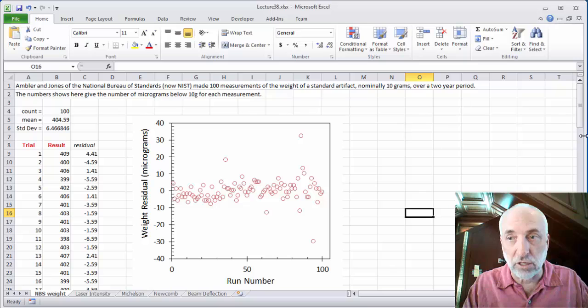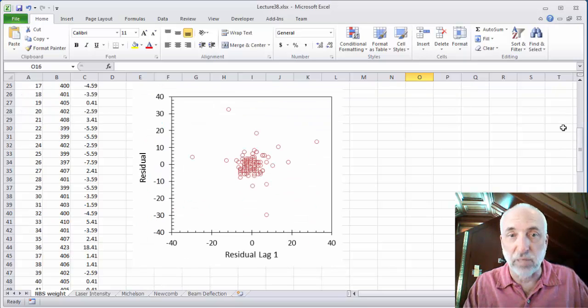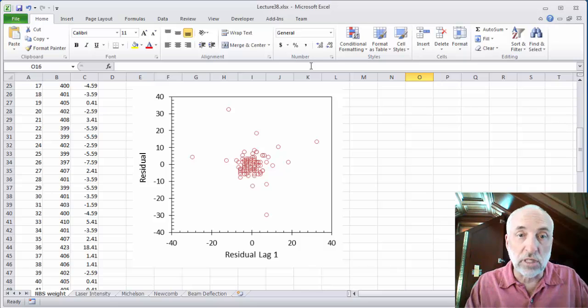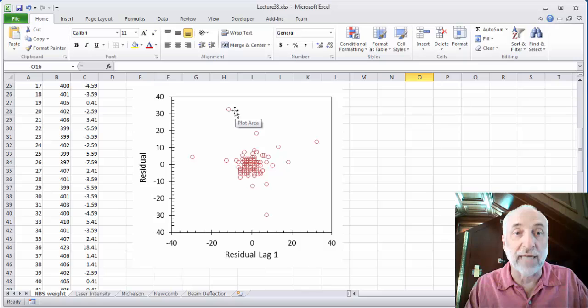But it's easier to see what's going on in a lag plot. So down towards the bottom of this spreadsheet, I show the lag plot, where I plot the residual versus the residual lag one, the previous residual. Now, notice that every data point, except for the first and last, is plotted twice.